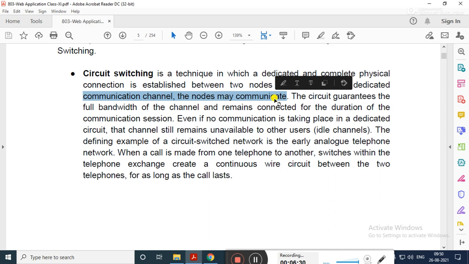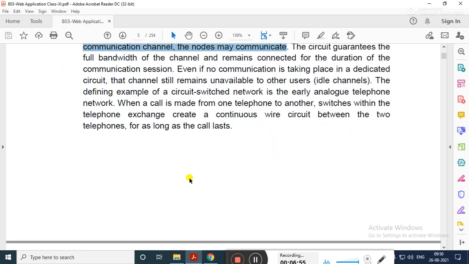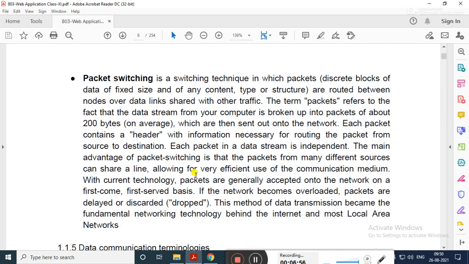Okay, at that time there are no users on that dedicated channel, but the channel is there. When a call happens, the channel becomes active and the circuit switching process has started. But when no call is happening, the channel still exists, but it goes into idle mode. The defining example of a circuit switching network is the early analog telephone, which I'll give an example of shortly. Now we come to packet switching.